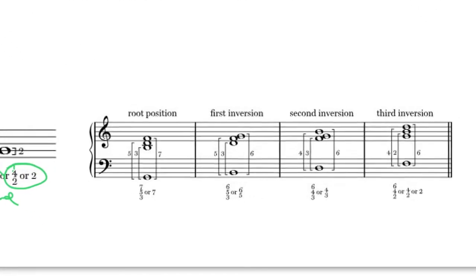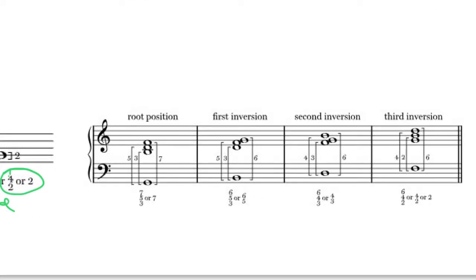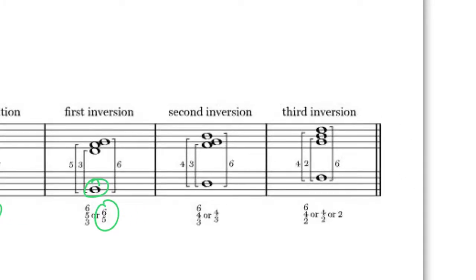So if you see it a little bit stacked up, we have here root position, G, B, D, F. Okay, so we have a 7. Second inversion, the third is in the bass: B, D, F, G. So it's a 6-5.